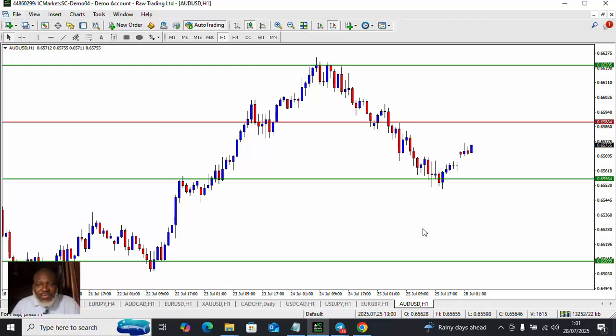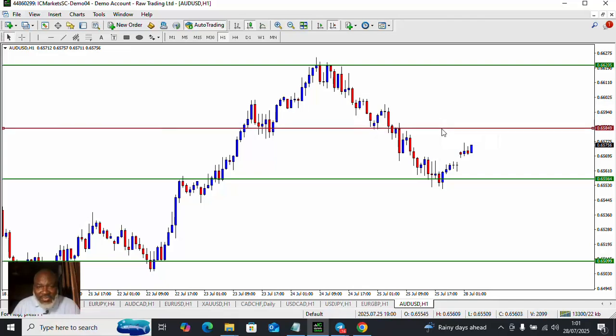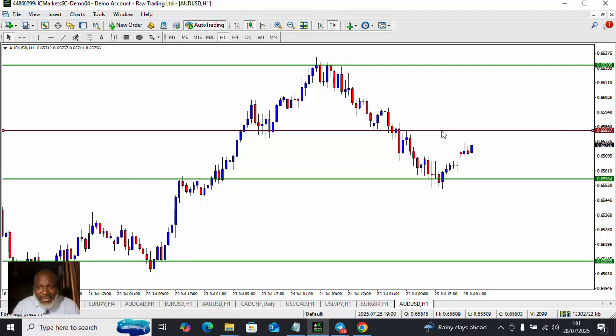So for me here, this is the neckline. Let's use this horizontal line to represent the neckline. So we bring it here. What that tells me is that the market has broken the neckline, pulling back to retest it. Then when it gets here, we'll look for a shorting opportunity, guys.